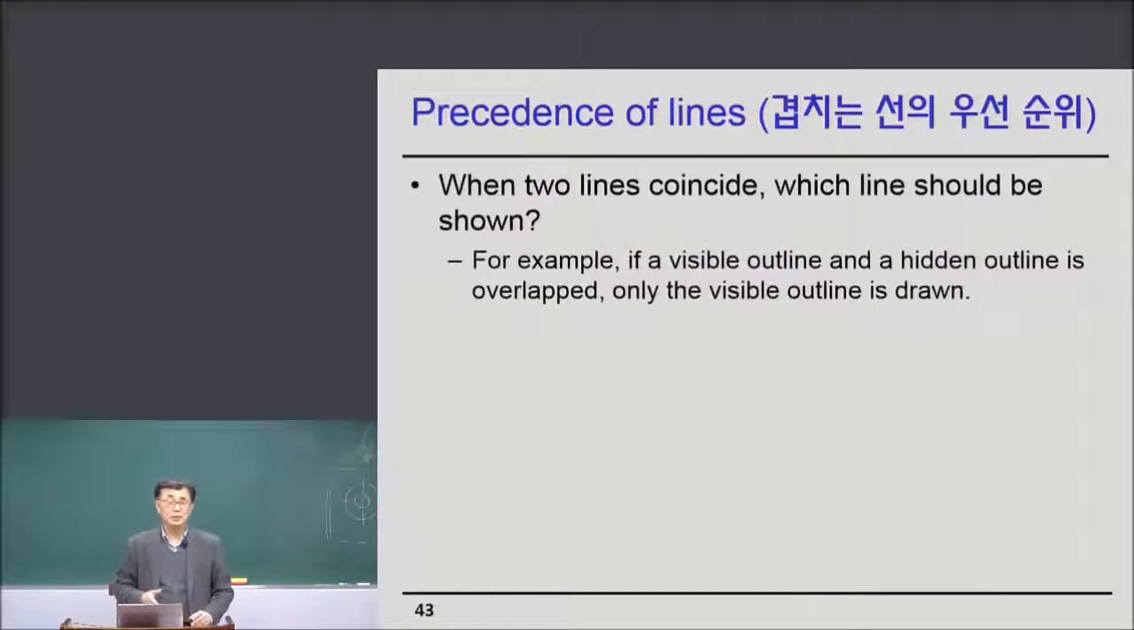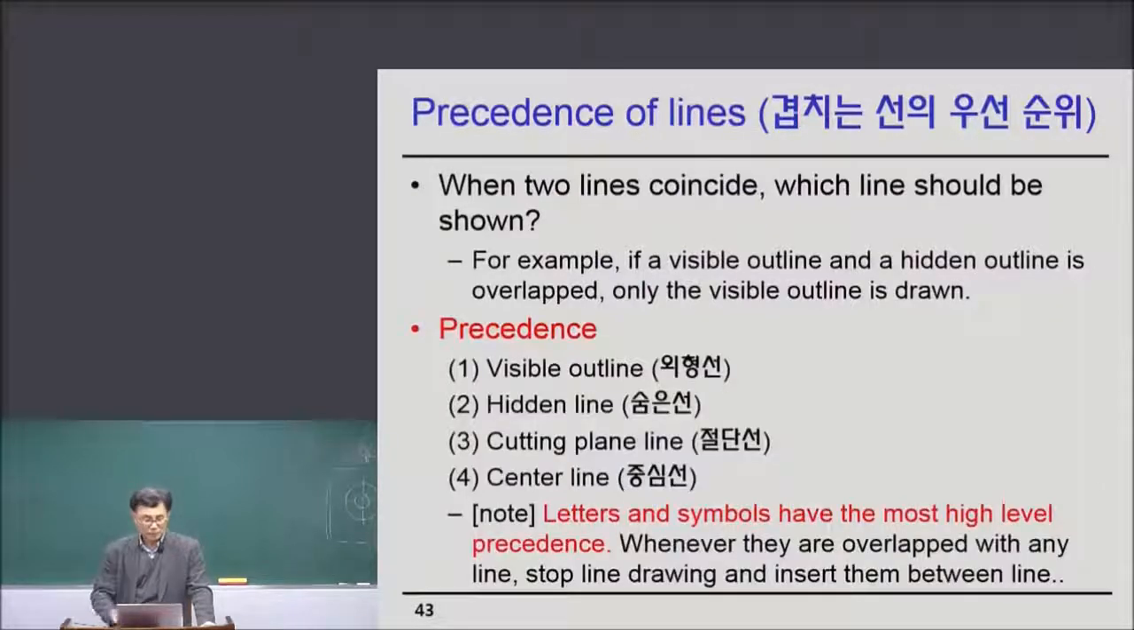And there are many chances that two lines coincide. Maybe the visible outline and the hidden line are at the same location, so they overlap. Then in that case, each line has its own priority, precedence. So the priority is like this. Visible outline has top priority, and then hidden line, cutting plane line, and center line. Which means that if a hidden line and center line coincide, then the hidden line dominates. So only the hidden line is drawn.